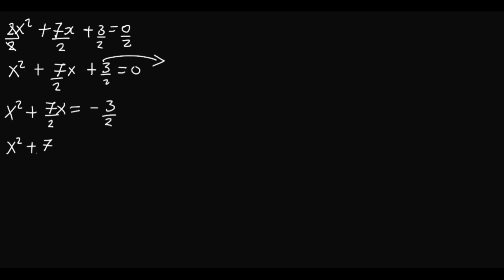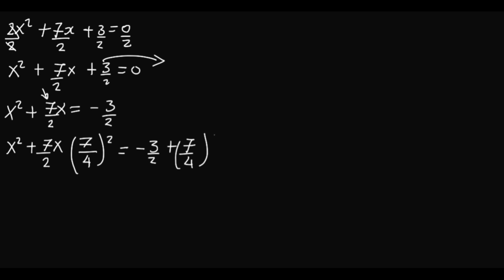So we just said in a case where you have a fraction, you just multiply the denominator by 2. So this becomes 7 over 4. Then also you square it. Even here, minus 3 over 2 plus 7 over 4, you square it. Then we can now simplify the right side.